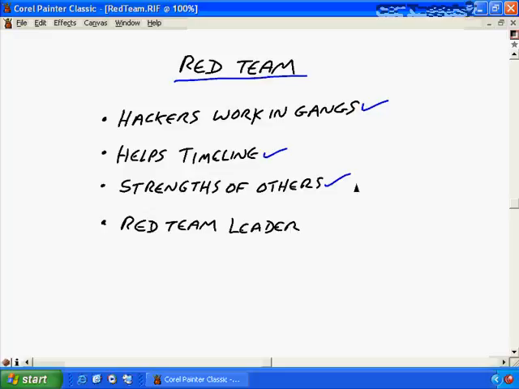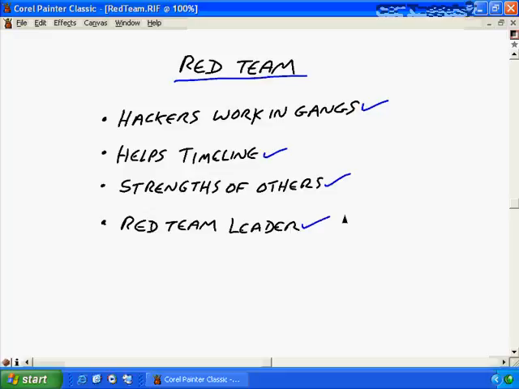Now, one of the key components you'll have with a red team is the red team leader. This is probably also going to be the spokesperson for the group or the mouthpiece for the group to the company itself. This is probably going to be the person that also makes the report at the conclusion. Now, the red team leader is not necessarily the strongest technical person in the red team.